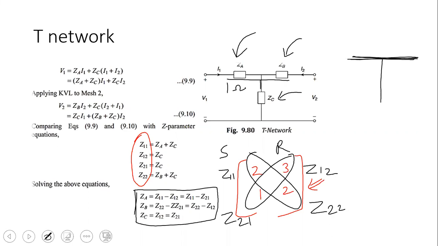See, all the values are 1. So Z22 minus Z21 is going to be again 1. What is ZC? ZC is equal to Z12 is equal to Z21, which is 1.